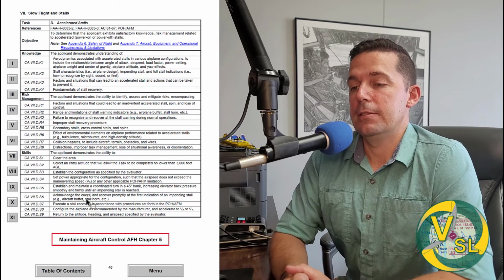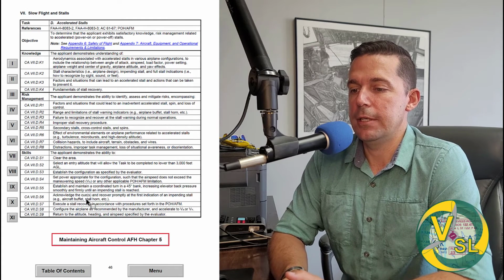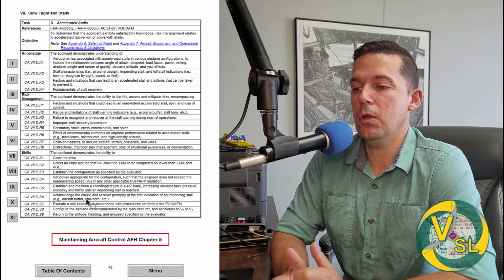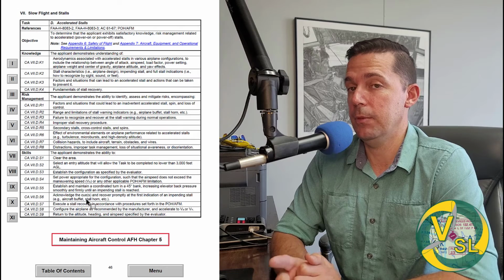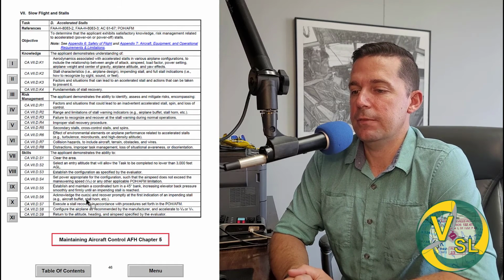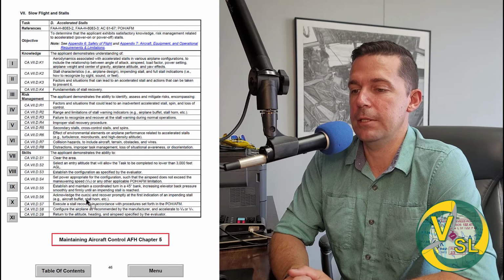Next is accelerated stalls. This is task D. We have 9 skills here. Skill 1, clear the area. Skill 2, select our altitude. This is no lower than 3,000 feet. Notice that it doesn't specify between single and multi, 3,000 feet. Establish configuration as specified by the evaluator. Set power appropriate for the configuration such that airspeed does not exceed VA or any other applicable POH limitation.